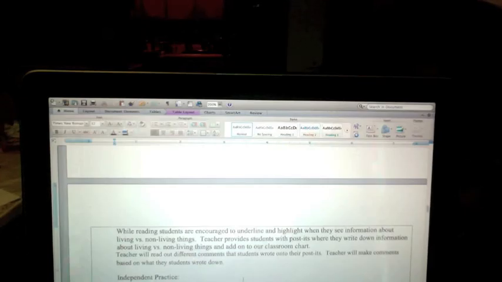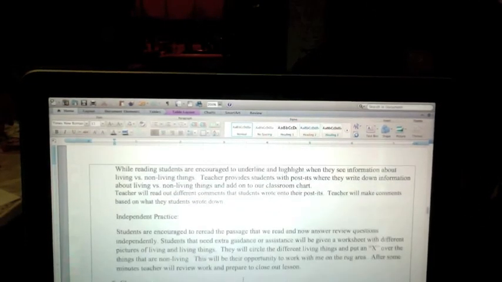We have a chart in the room that says living on one side and non-living on the other. Based on what they're listening to or reading, they're going to write these things down on the post-its. If they're speaking about something living, they're going to post it under the section that says living, and vice versa. I'll make comments based on what they wrote down, and I'll clear up any misconceptions if necessary.